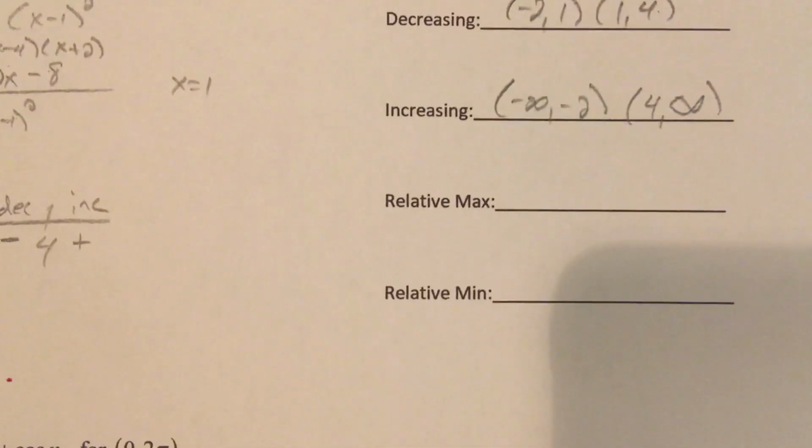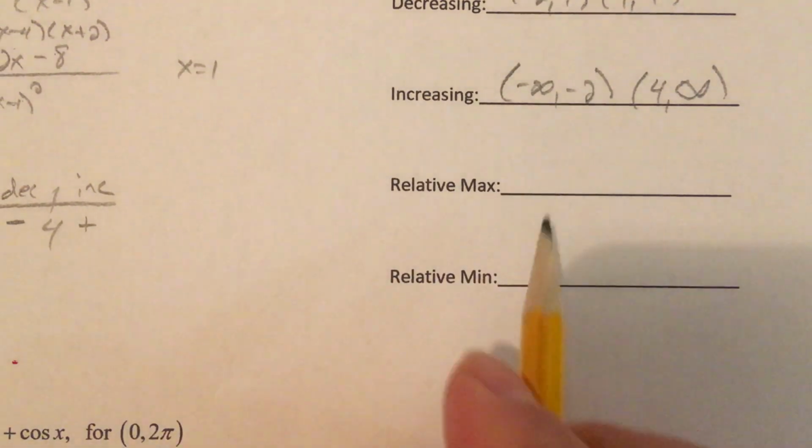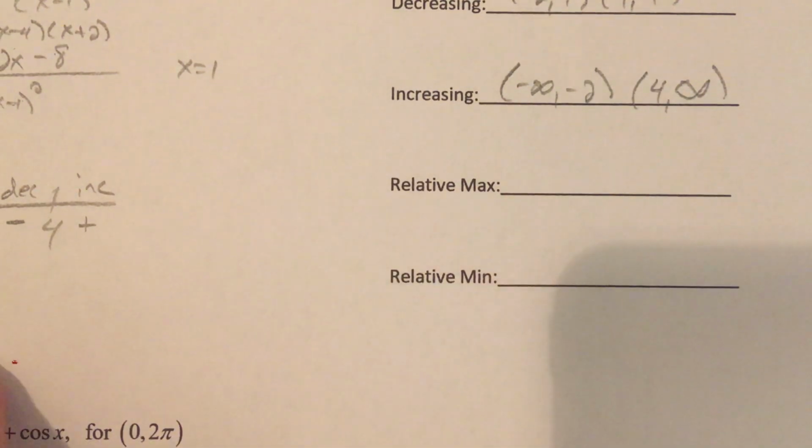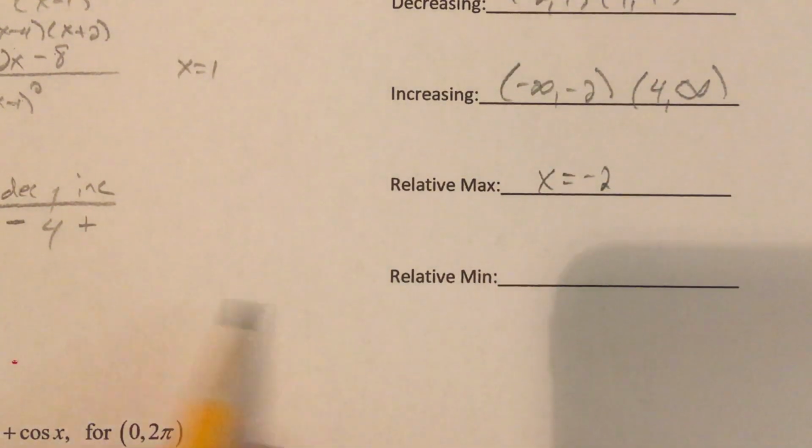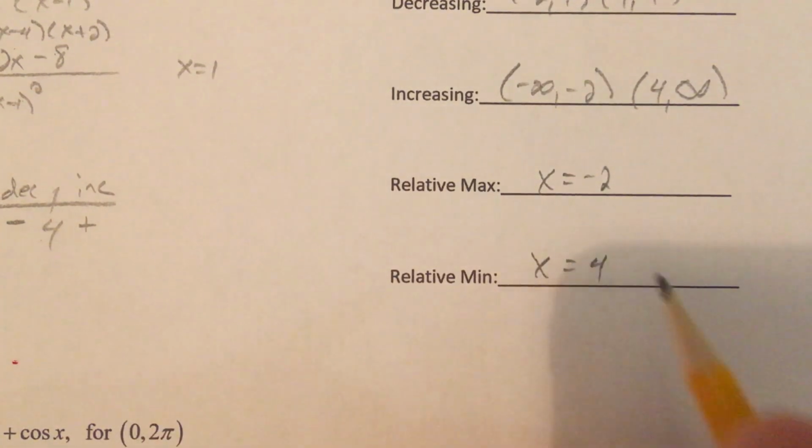Okay. So where would we have a relative maximum? That's where our derivative switches from positive to negative, and that's at x equals negative 2. Where do we have a relative minimum? That's where the derivative switches from negative to positive. That's at x equals 4.